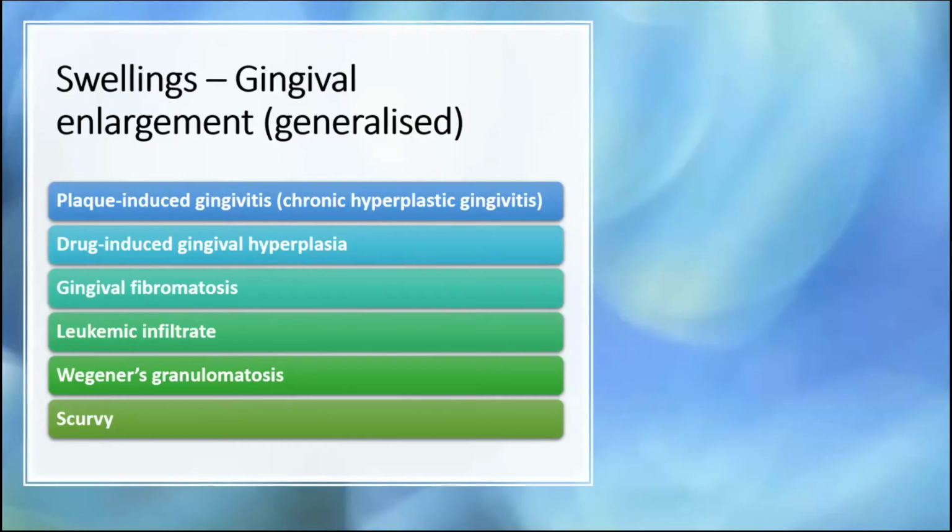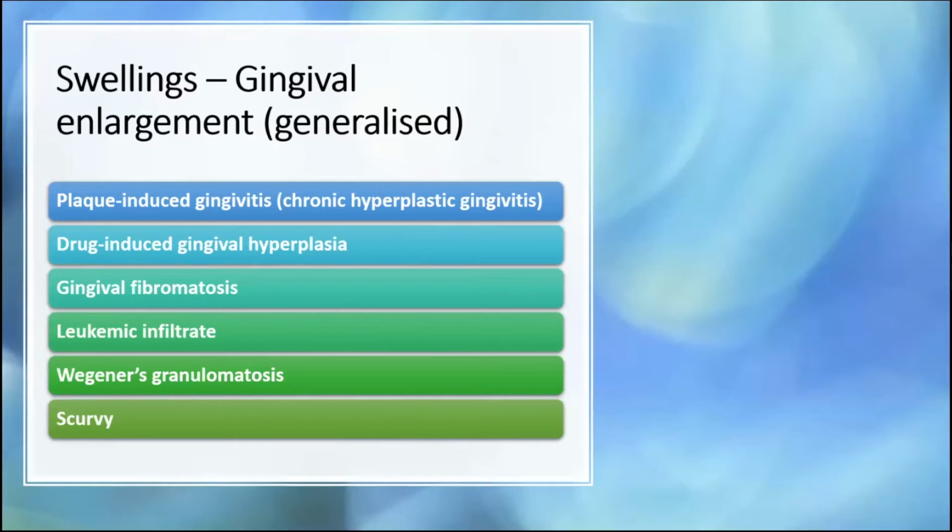If we now look at gingival enlargement as generalized, the most common reason by far is plaque-induced gingivitis or chronic hyperplastic gingivitis. When I was taught, that's what we called it, okay? You're going to be sick of it for the rest of your professional lives, day in, day out, you're going to see it. Saying that, it is followed by drug-induced gingival hyperplasia, which is usually fibrous. So in contrast to the plaque-induced, you don't always have the erythema, the bleeding, the signs of inflammation.